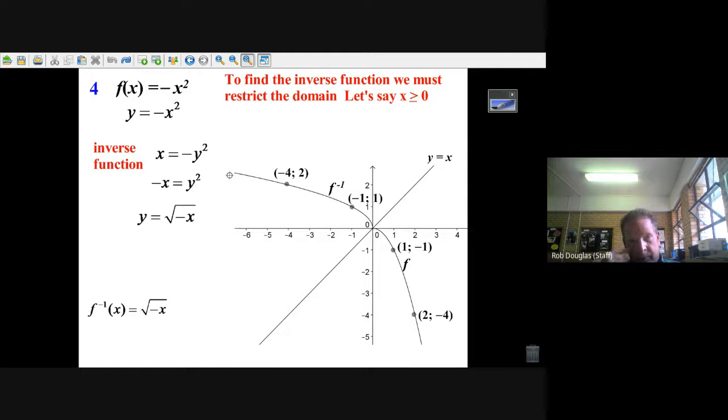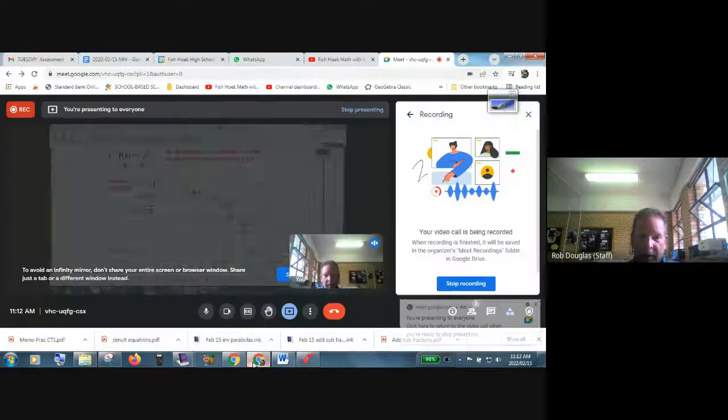And for the people at Fisher that are writing a control test, this should really help you to do the inverse function thing. And there you go. That's it. That's how it works.